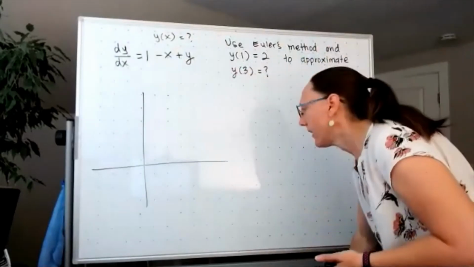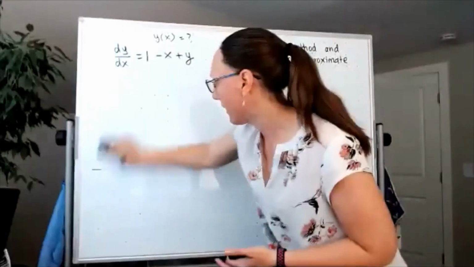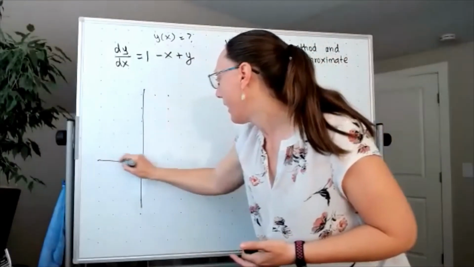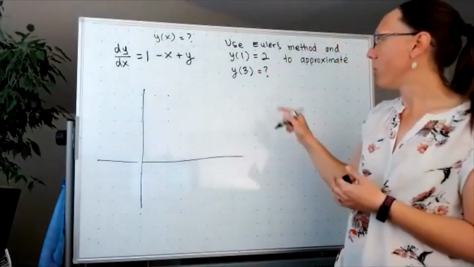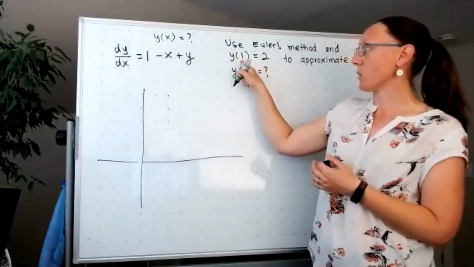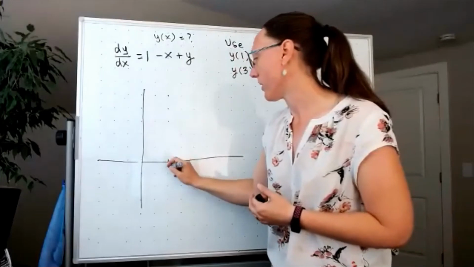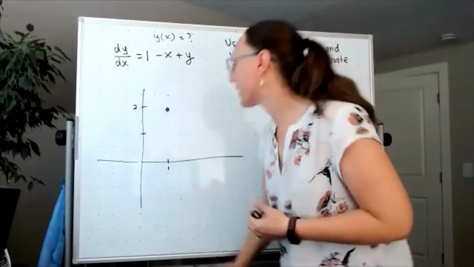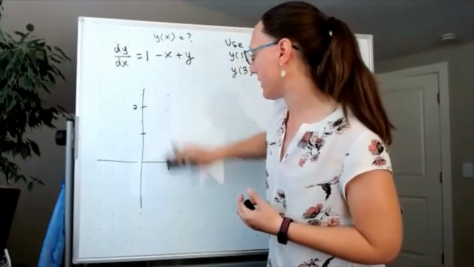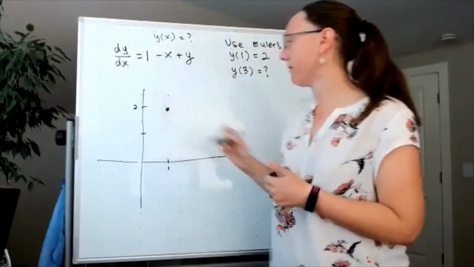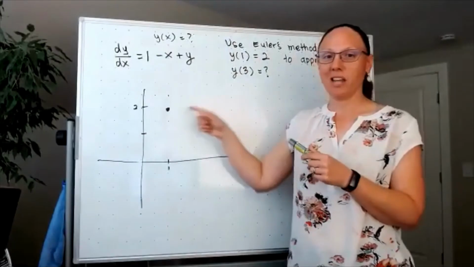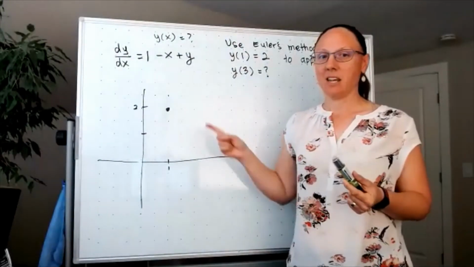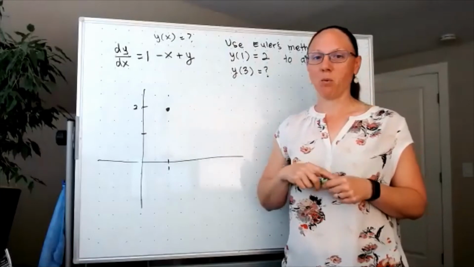I'm going to draw my lines a little bit more carefully and use my dots today. Say we're starting out at the point x equals 1, y equals 2. So I'm going to call that 1, and here's 2. That's the point 1, 2. That's where we've started. Well, what Euler's method says is we're going to start at that point.